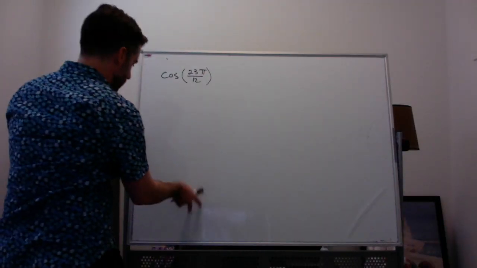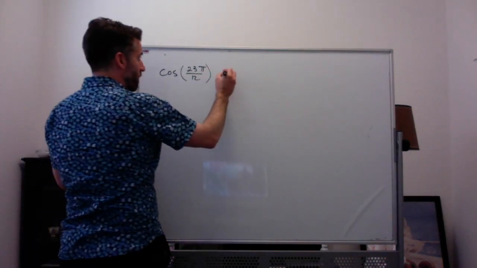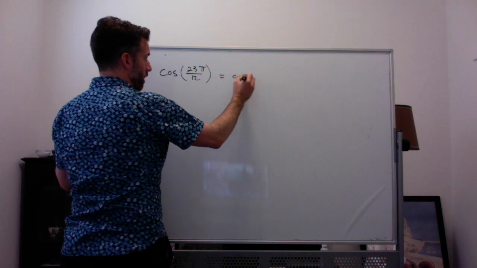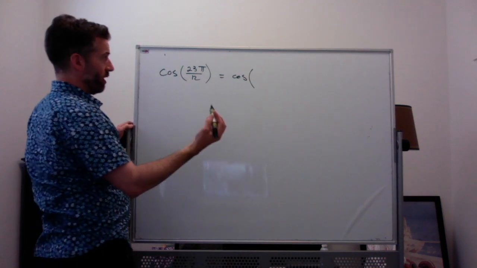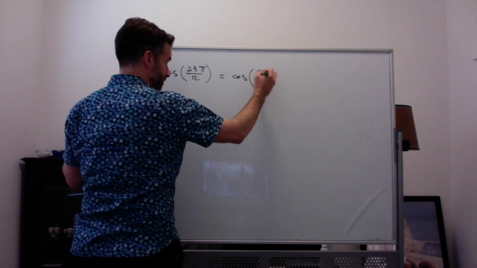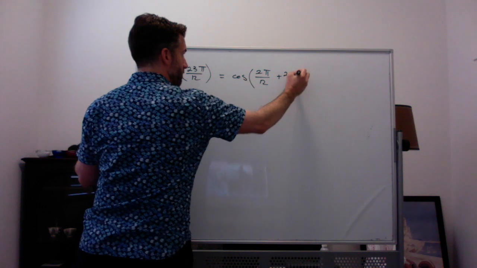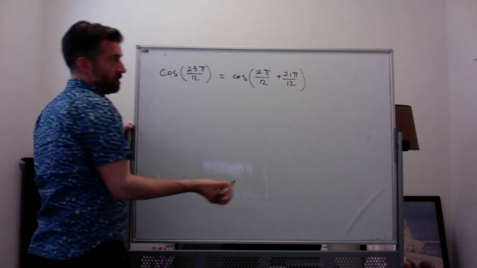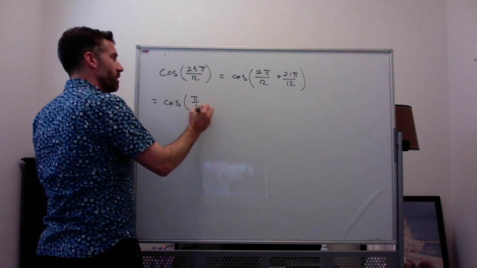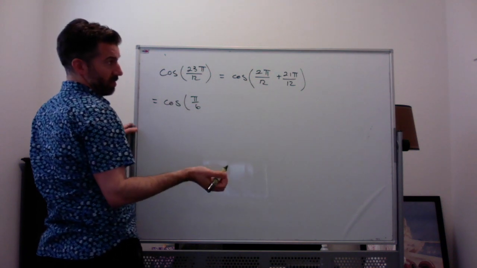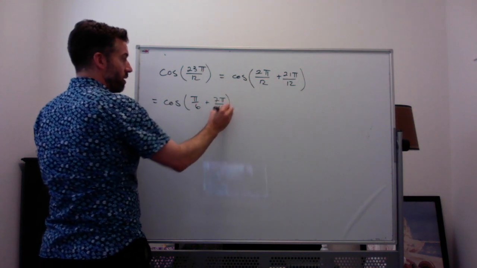Let's try cosine now. So for cosine of 23 pi over 12, one way to break this up would be cosine of, I always just start with the smallest piece I can break up. So I'm going to try pulling off a 2 pi over 12, and I'm left with 21 pi over 12. Do both of those reduce? Yes, they do. 2 pi over 12 reduces to pi over 6. 21 pi over 12, I can divide out a 3 from each of those and get 7 pi over 4.